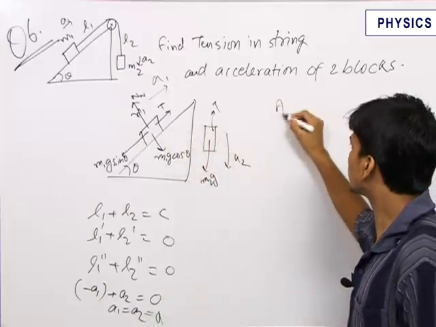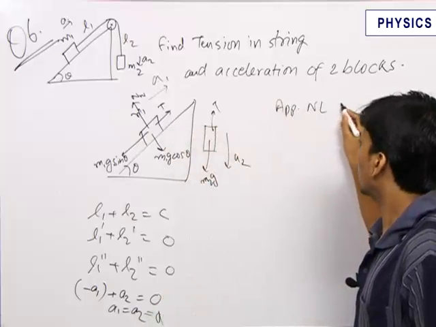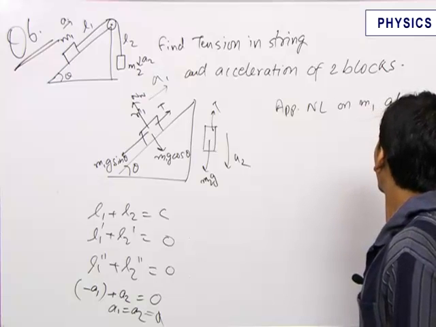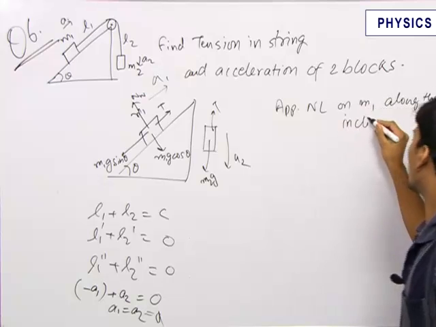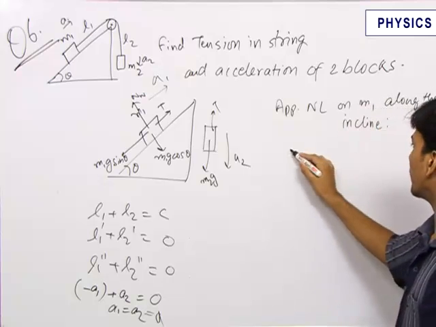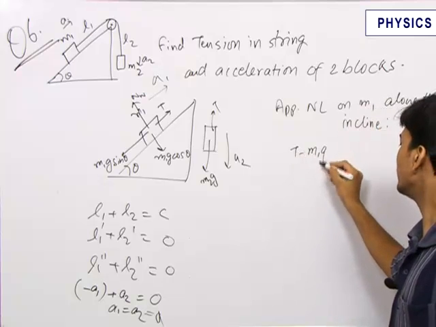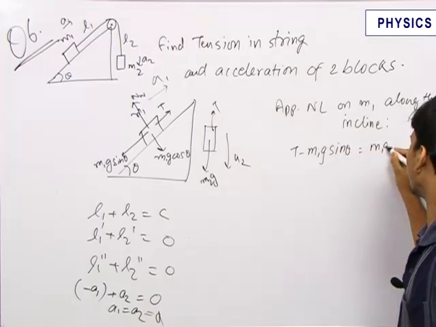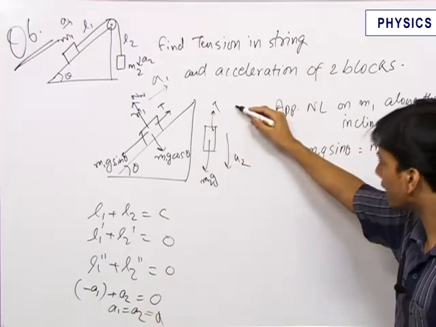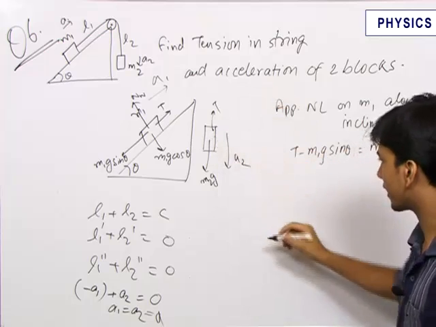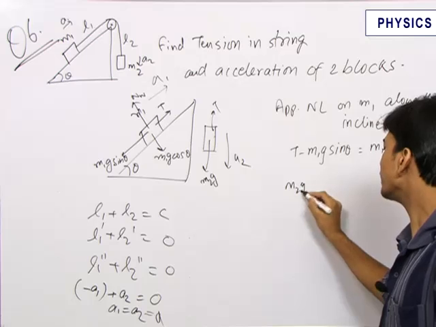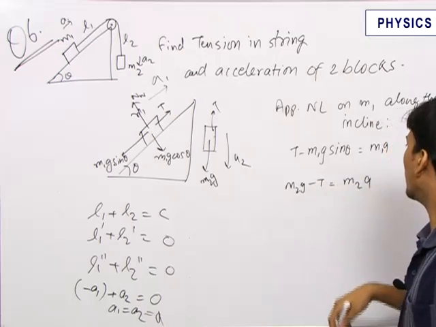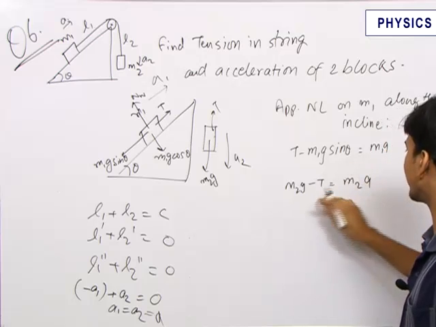So applying Newton's law on m1 along the incline, we get T minus m1g sin theta equals m1a. Similarly, when we apply Newton's law on this object in the vertical direction, we get m2g minus T is equal to m2a. Now we need to find out the acceleration first and then the tension.